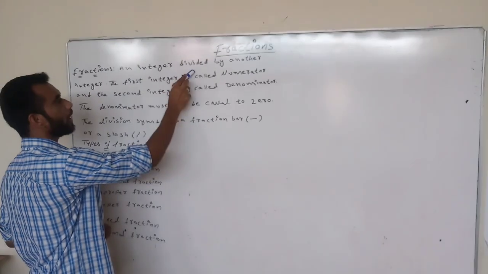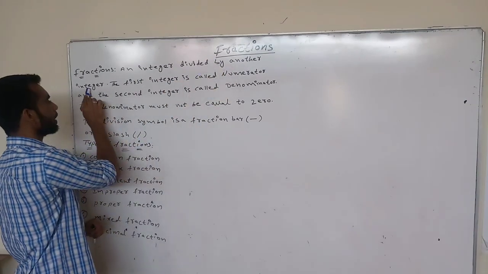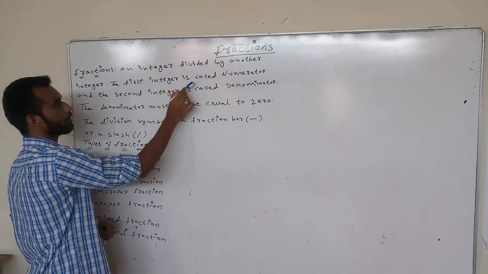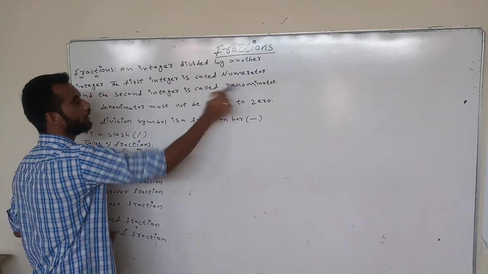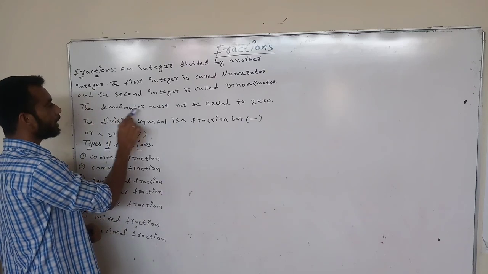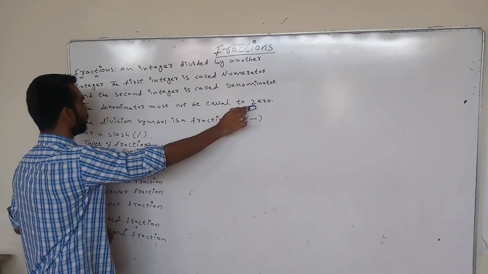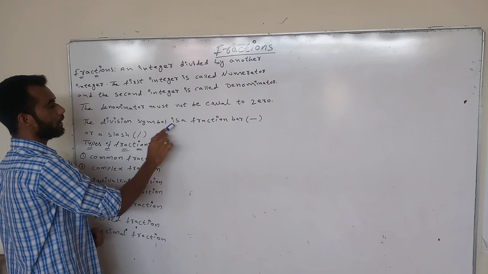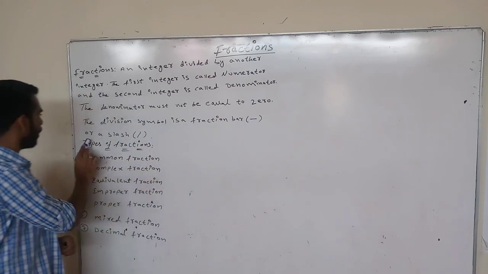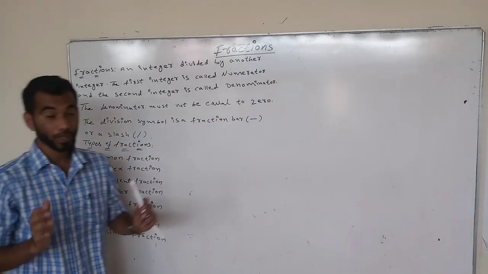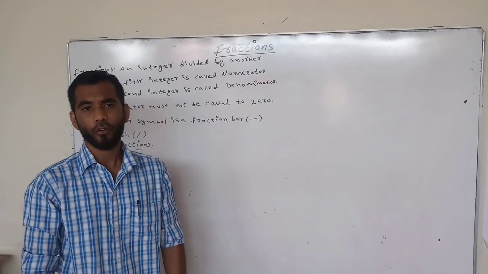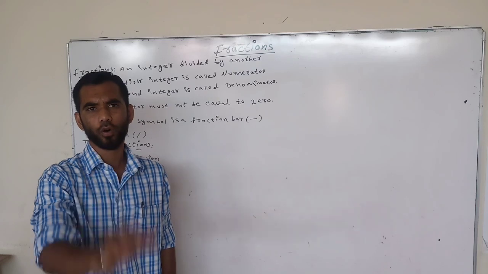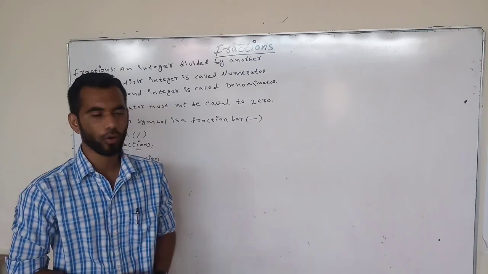An integer divided by another integer. The first integer is called the numerator and the second integer is called the denominator. The denominator must not be equal to 0. The division symbol is a fraction bar or a slash. In simple terms, a fraction is a part of a whole.